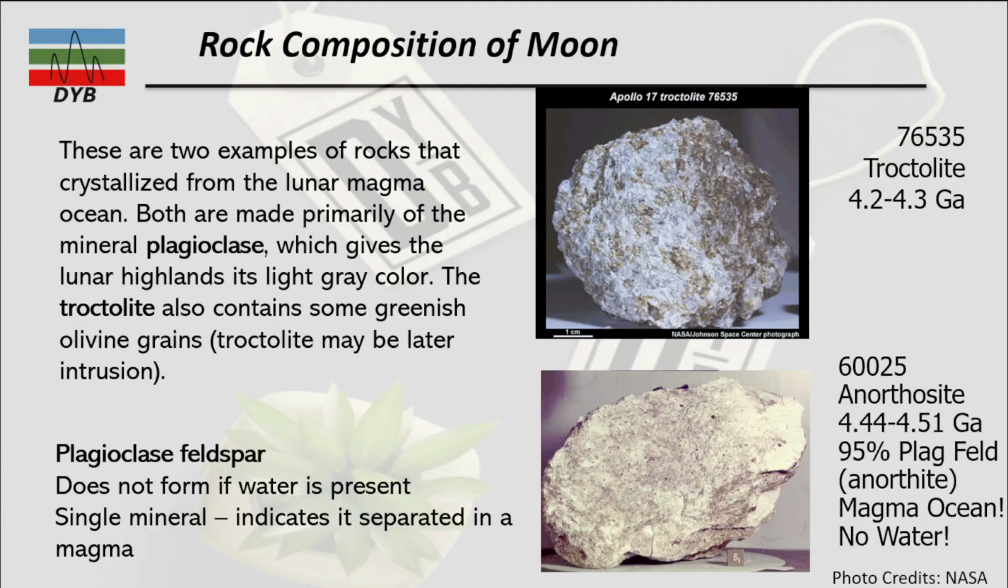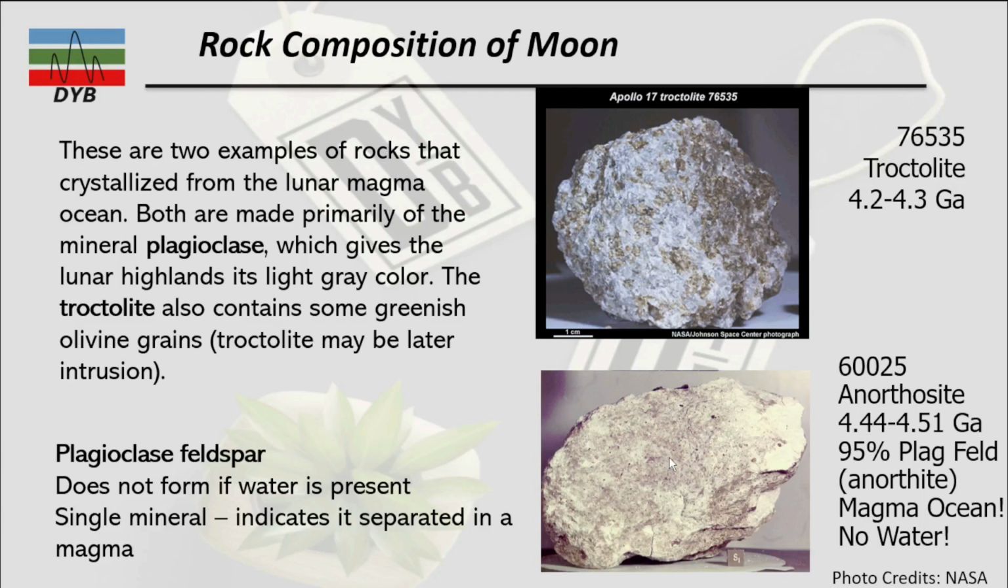Then there are some rocks which have been collected from the moon surface during the Apollo missions. This was a rock taken from the Apollo 17 mission. These examples show rock crystallized from the lunar magma, primarily of the mineral plagioclase, shown here in light gray, and the greenish is troctolite, shown on this side.